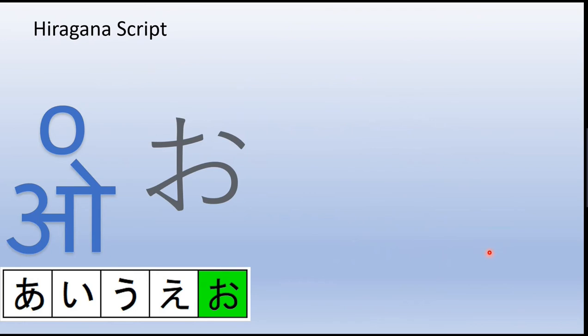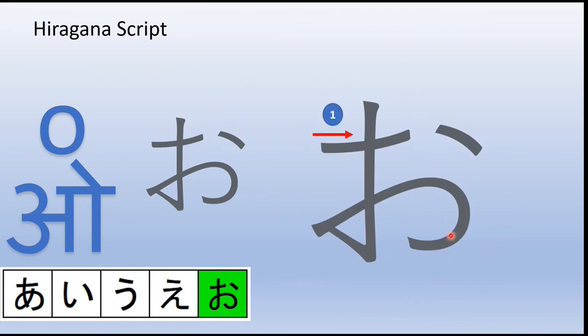Then we have the O sound. First this horizontal stroke, then this vertical stroke, and we continue here like this, and then we bring it till here, and then the third stroke here. So this O sound constitutes three strokes when we write it. So these are the five vowel sounds: A, I, U, E, O.